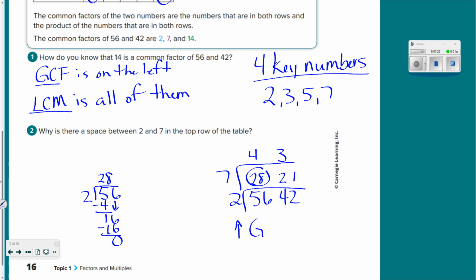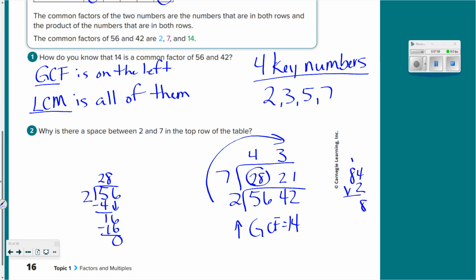I can put these numbers together. But LCM is all of them. So I need to multiply all of these numbers together. So I'm going to try to do it a little bit easier. 3 times 4? 12. 12 times 7, 84. 84 times 2 is 168. So my LCM is 168, because upon being asked for it, all the information is there to find it. So it's actually relatively easy to do.